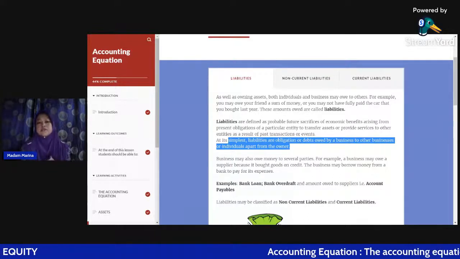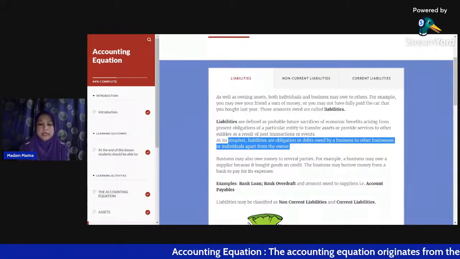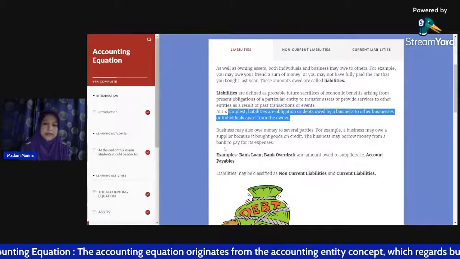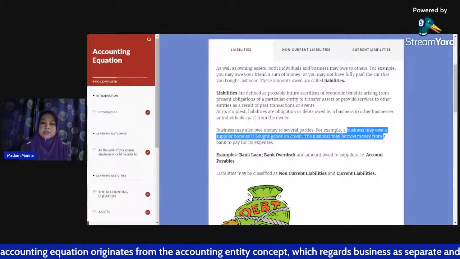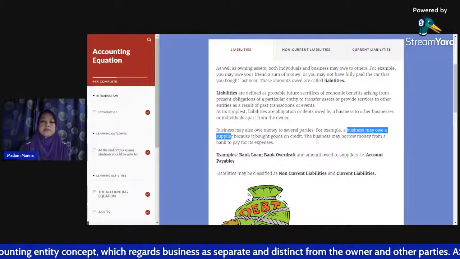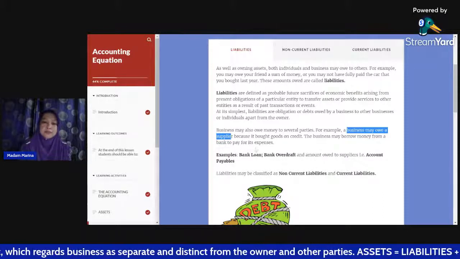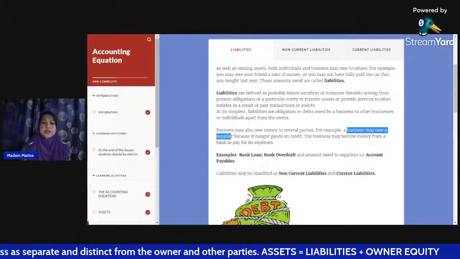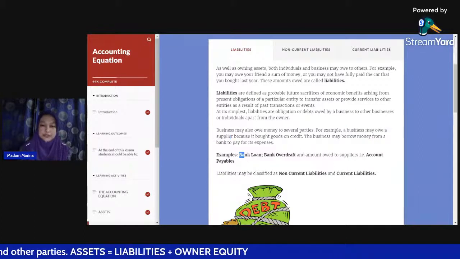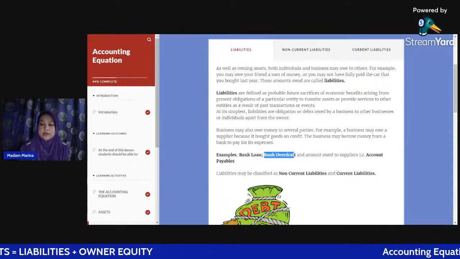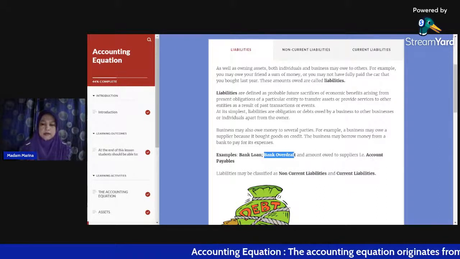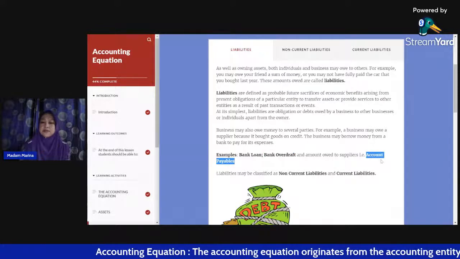Business also may owe money to several parties. For example, business may owe the supplier because it bought goods on credit. The business may also borrow money from a bank to pay for its expenses. Examples of liabilities are bank loan, bank overdraft, and amount owed to supplier, which is accounts payable. What is account payable?